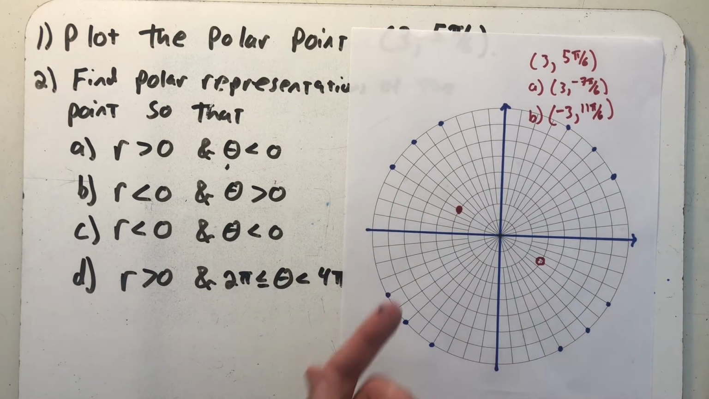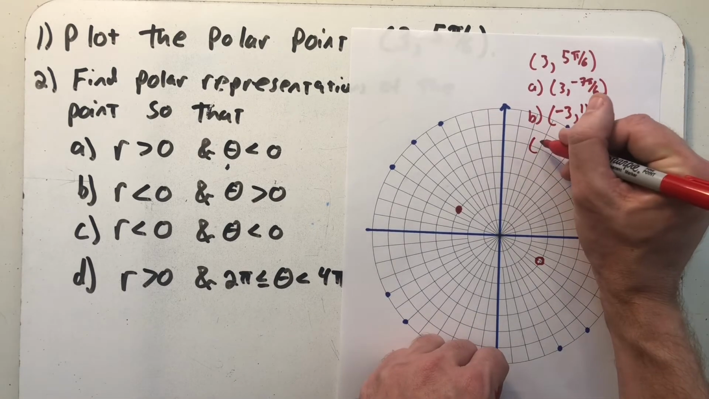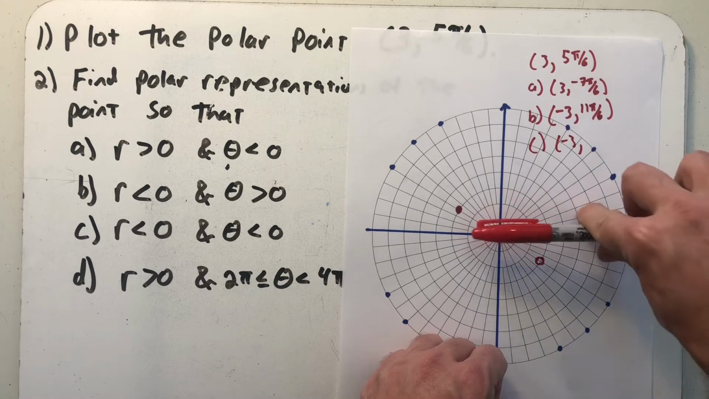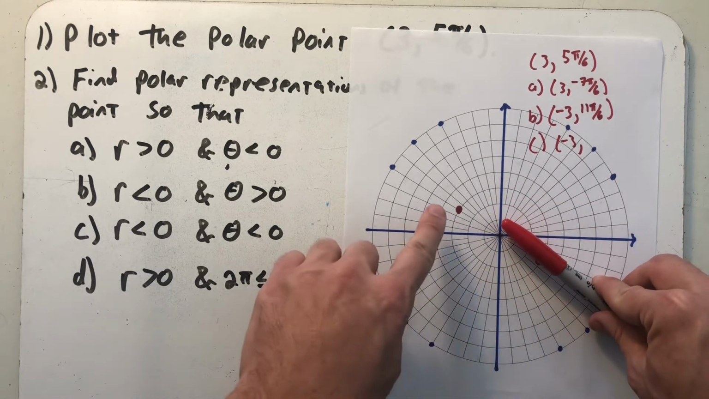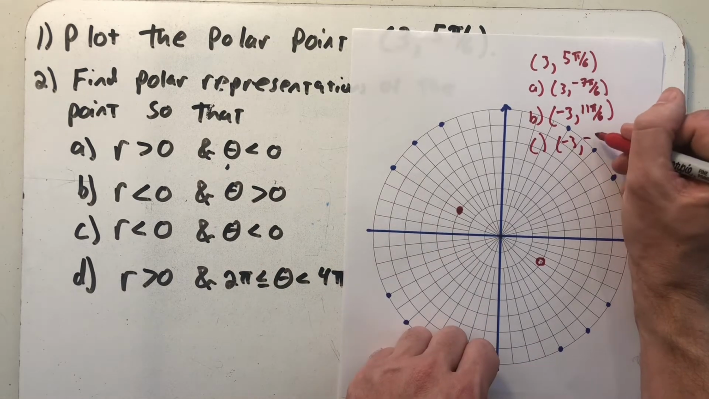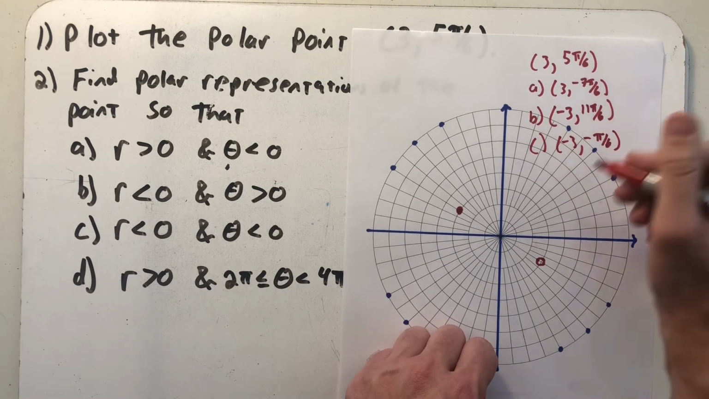All right, next up, a negative value of r and a negative value of theta. So I'm rotating down here so that my negative value of r will reflect through the pole back to my original point. That'd be minus pi over 6.